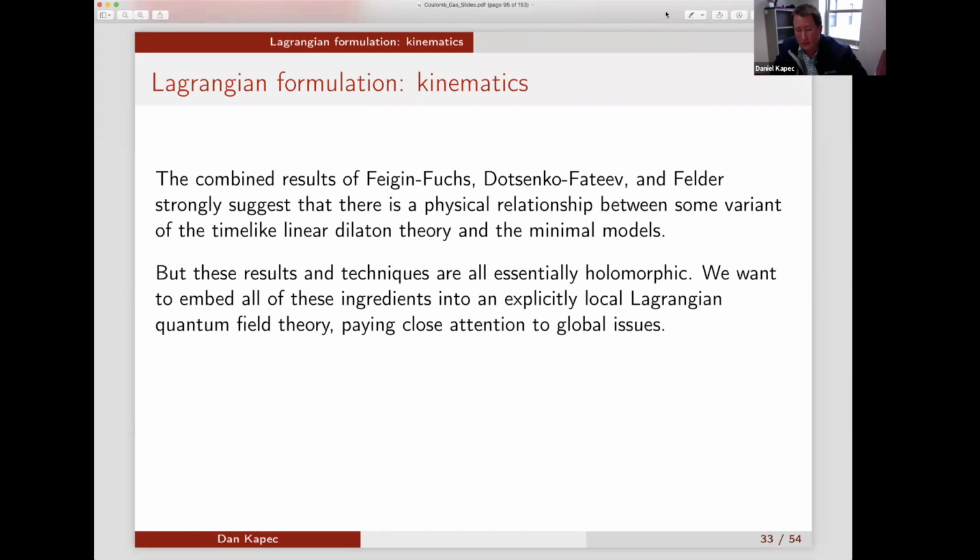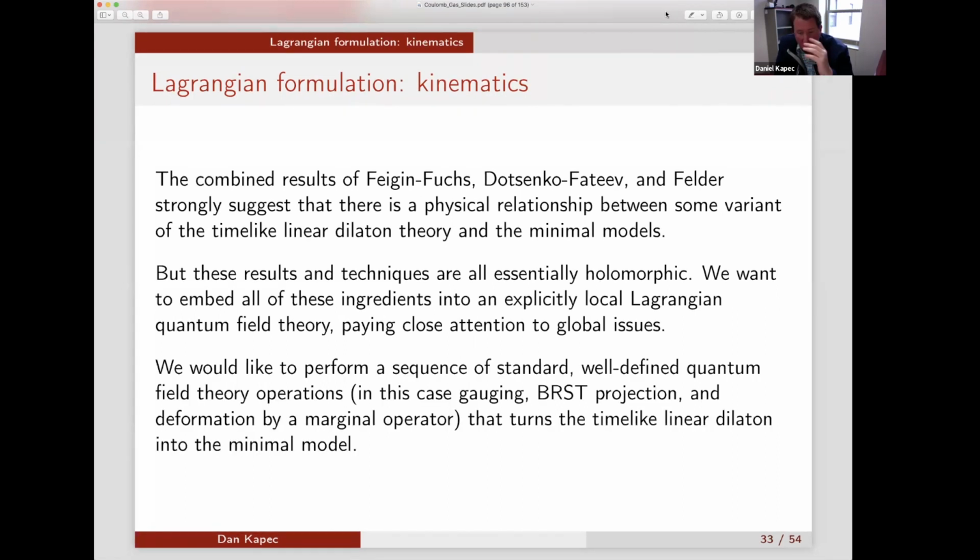Okay, so we want to try to start assembling all of these pieces into a quantum field theory as best we can, see if we can make sense of it. All of these holomorphic results are extremely suggestive that there should be some real, physical relationship between something like a time-like linear dilaton and the minimal model. But we'd like to package them all into an explicitly local Lagrangian description and pay attention to global issues. In other words, start with the time-like linear dilaton, do a sequence of well-defined quantum field theory operations that turn it into the minimal model.